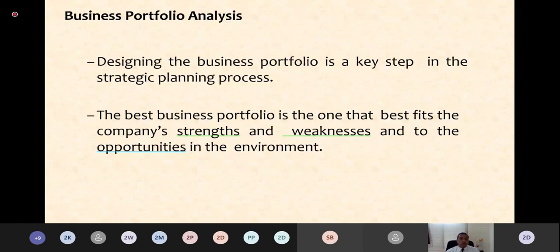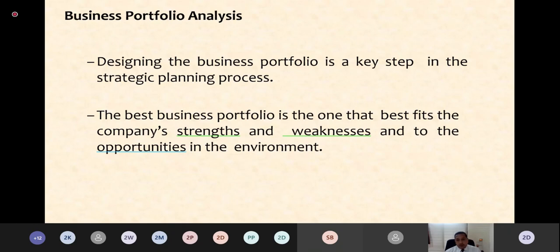With business portfolio analysis, we can understand the different strengths and weaknesses of a company across its strategic business units and product lines: which product lines are more profit generating, which strategic business units are performing well, or which require support. And that is how we formulate strategies considering all these situations, which we can understand through this business portfolio analysis.